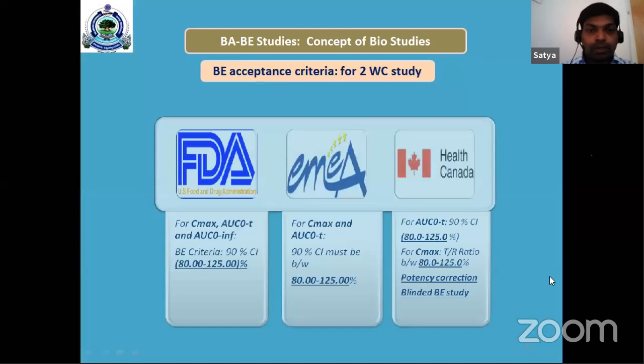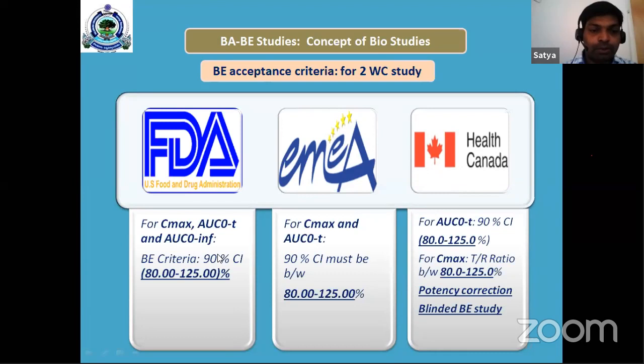Suppose for the two-way crossover studies, I have mentioned the acceptance criteria would be a 90% CI limit of 80 to 125.00. This would be a regulatory requirement. If you see, this is FDA, so for all three parameters like Cmax, AUCT, AUC infinity, whereas EMEA will say that only for Cmax and AUCT, and that to be 80 to 125, the same for the two-way crossover study.